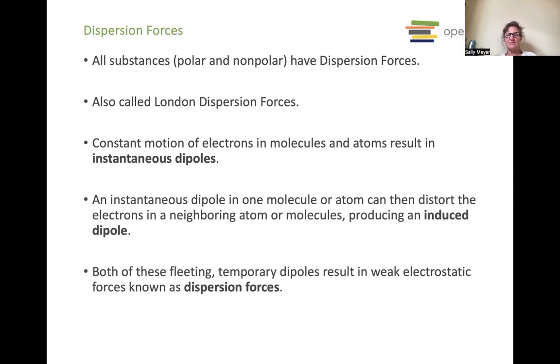And as soon as that happens, the molecule sitting next to it is going to have its electron cloud distort so that it's attracted to the instantaneous dipole in the first molecule. So if the first molecule has a slightly negative right-hand side, then the molecule sitting next to it will create a slightly positive side on the left-hand side so that they can interact. So that's an induced dipole, a dipole that's created by the electron cloud being distorted by other charge. So both of these fleeting temporary dipoles result in a weak electrostatic force known as the dispersion force.